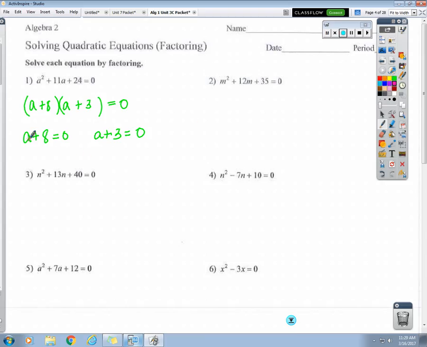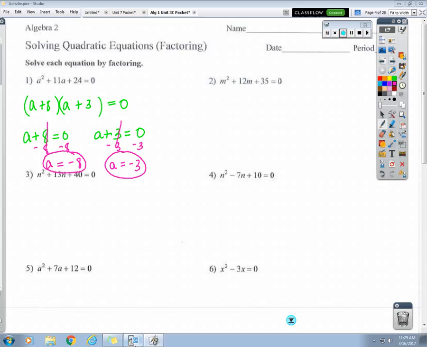How do you solve this equation? Subtract 8 on both sides. So your first solution is negative 8. And isn't that just the opposite of what was in the factor? To solve this one for a, what do you do on both sides? Subtract 3, and so your second solution is negative 3. Now, the reason that those are the solutions is because those are the two numbers that when plugged in the equation would make it equal 0.